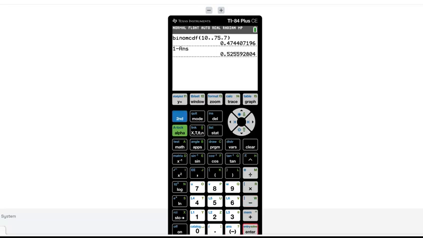Okay, and 1 minus my answer, boom. That is exactly what I got earlier. You could also write that as 1 minus and then put your binom CDF stuff in there, but I kind of forgot to do that. But I'm letting you know that you can do that as well.